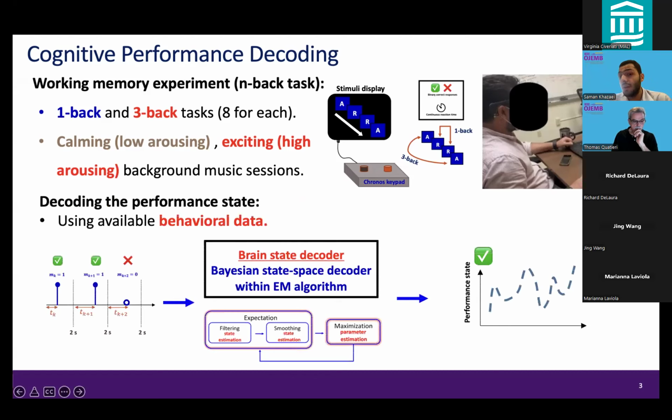To decode the hidden performance state, we simply use the available behavioral data, such as the sequence of correct and incorrect responses, which is binary, as well as the reaction time, which is continuous, as the available observation. Then we pass that to our Bayesian decoder to estimate the hidden trajectory of performance state in a continuous manner so that we can have the dynamics of the performance as well.